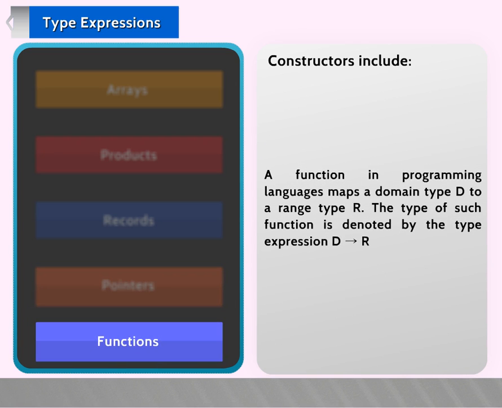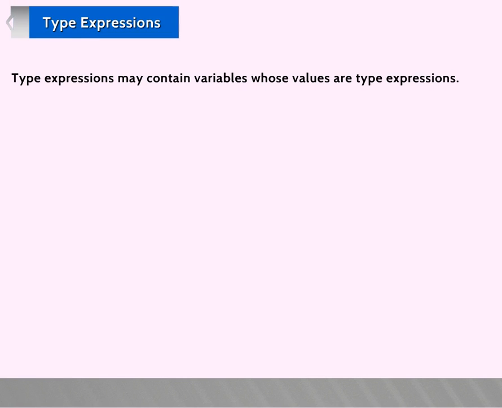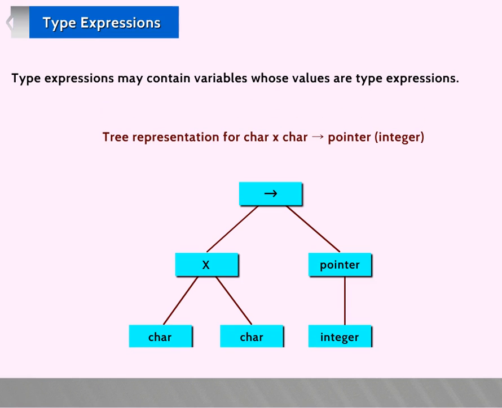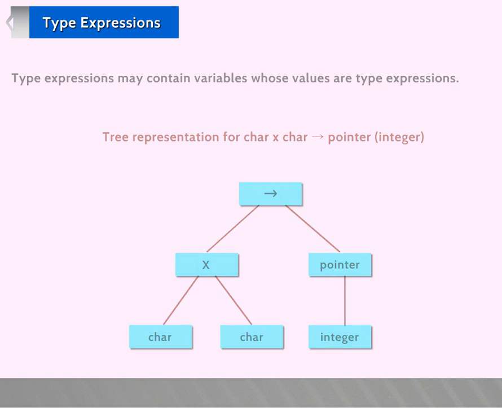Functions. A function in programming languages maps a domain type D to a range type R. The type of such a function is denoted by the type expression D → R. Type expressions may contain variables whose values are type expressions. Tree representation for char × char → pointer(integer).